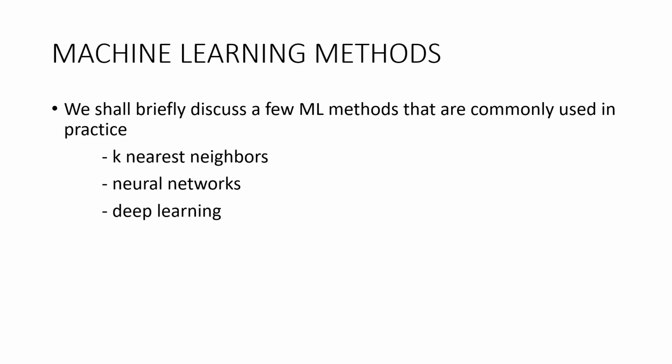So we're going to briefly talk about three different types of machine learning methods, and these are ones that are commonly used. If you read the literature, you see what people are actually doing. These are three of the most common: K-nearest neighbors, neural networks, and deep learning.